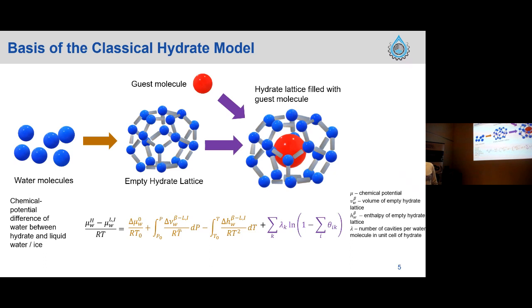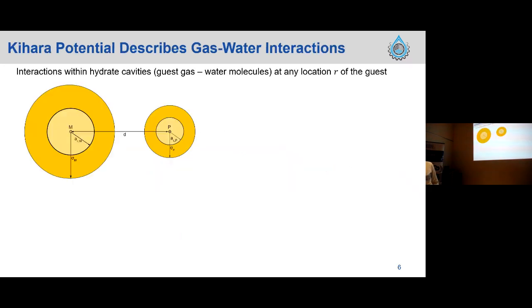And so the key term we're focusing on is the fractional occupancy, which gives us the probability of a given cage of a hydrate being occupied. And this is informed by something known as Kihara potential parameters. These parameters describe the intermolecular potential, or the forces between the gas molecule and a given water molecule that makes up the cage. So we'll dive into this a bit here.